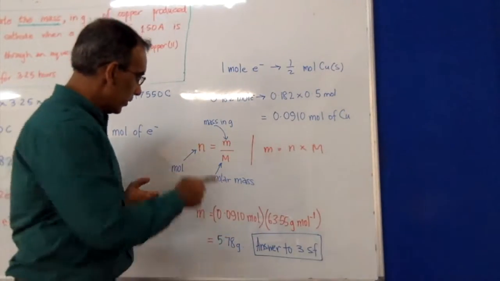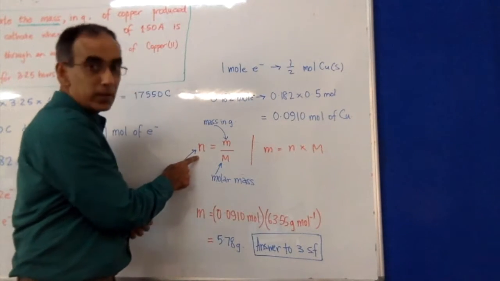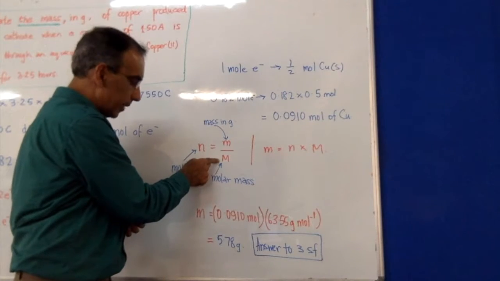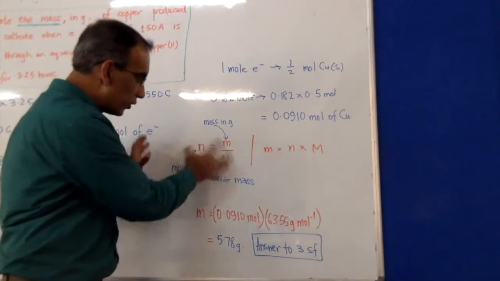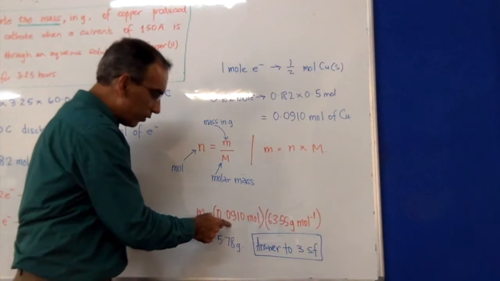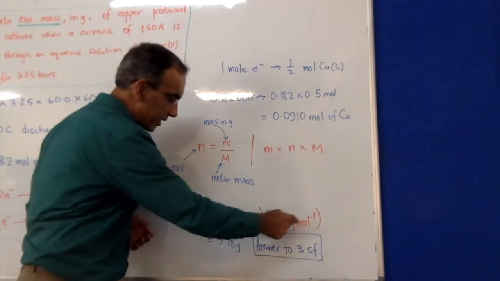Because the question specifically asks to determine the mass of copper deposited, then we convert moles into mass using this relationship where n, the number of moles, is equal to the mass in grams divided by the molar mass. Rearranging this equation, it follows that the mass deposited would be the number of moles multiplied by the molar mass of copper.